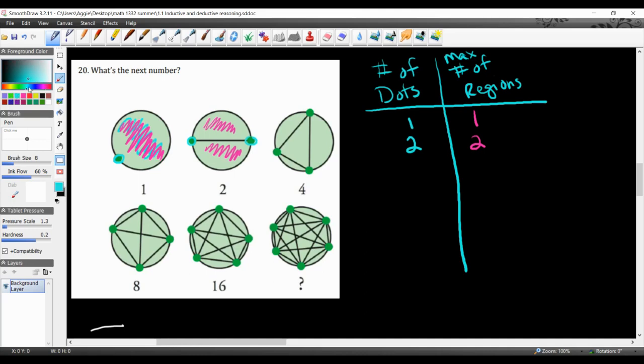With three dots, so 1, 2, 3, I can connect them with three lines, and that gives me 1, 2, 3, 4 regions. So you kind of see how this is working out? Okay, so this was with three dots. Go ahead and pause the video now and see if you can fill out the rest of the chart, and then I'll check your answer afterward.